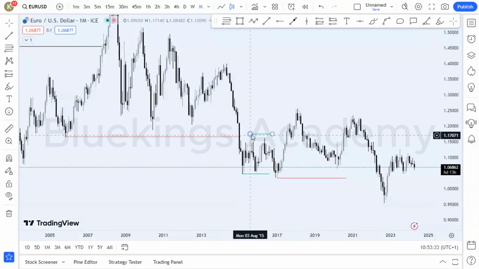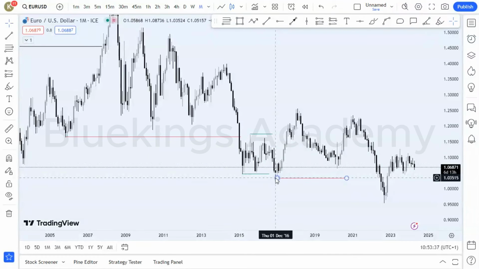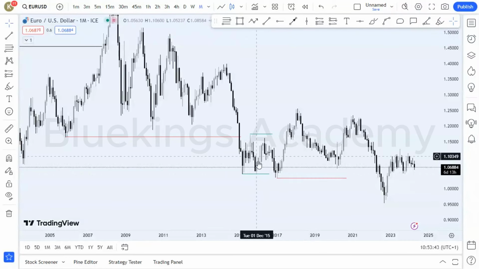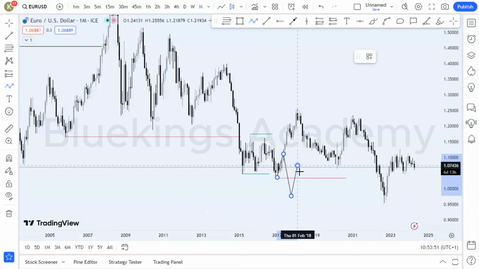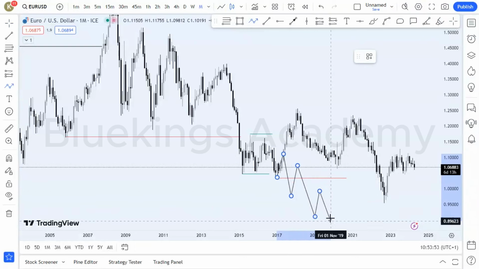This fractal low led to this, and this led to this, okay? So that happening means that this high is a fractal high too, because it's a fractal low, and this fractal high broke this. That's okay. But then for price to not continue in that bearish format like this, if it continues like that, everything will be fractal. But price did not.